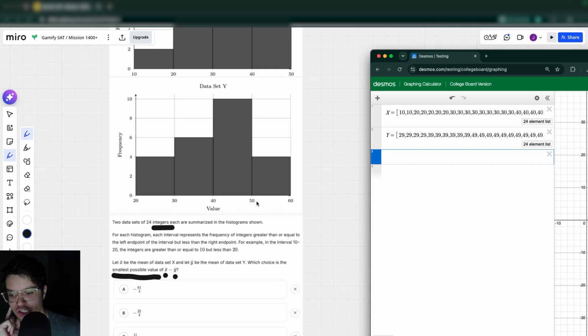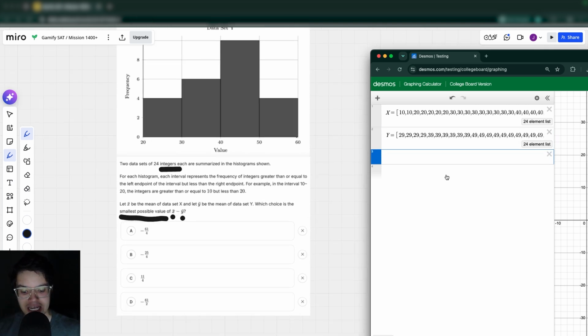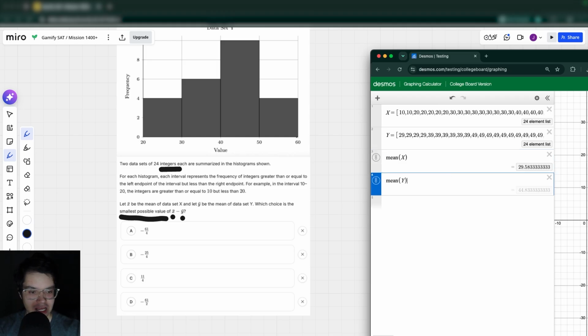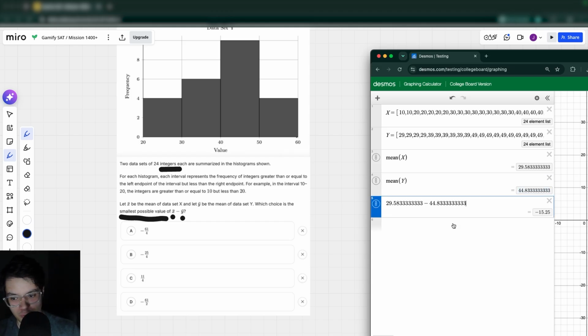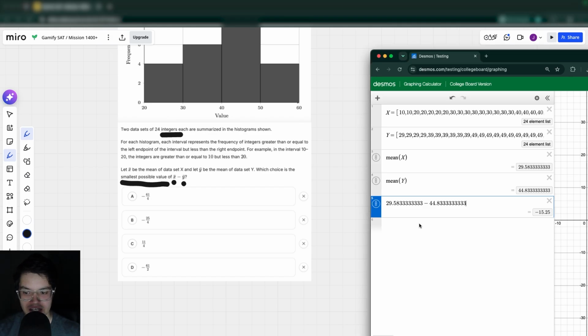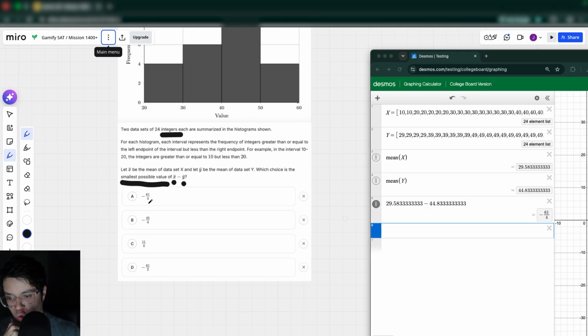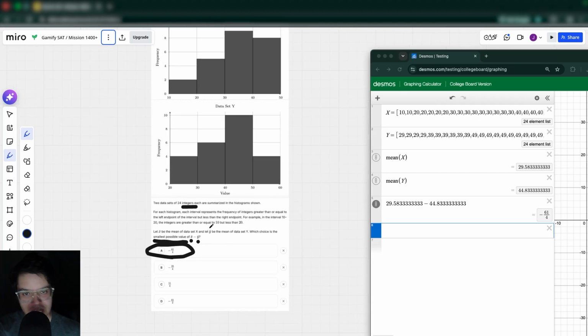Okay, so if we do the mean of x, that would be that. And if we do the mean of y, that would be that. Then if we go ahead and take this number minus this number, it is going to end up being negative, negative 15.25. If we look at these, which one works for that? Well, if we break this into fractions, it could be negative 61 over 4, so therefore A must be the right answer over here. Good stuff there. Interesting histogram problems, sometimes stuff like that can show up.